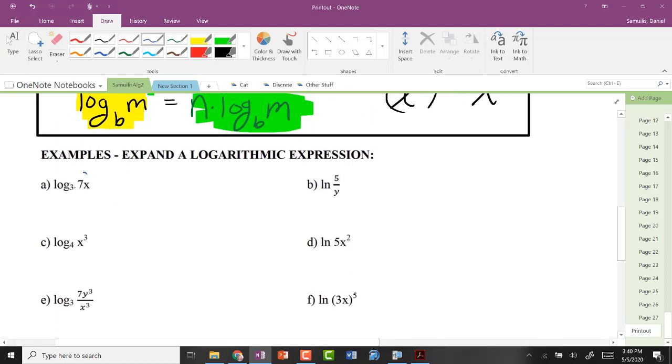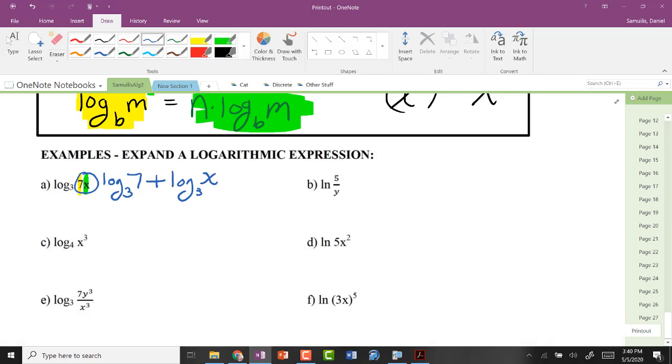Okay, so right now, this is a product. Here's a rule of thumb. As many terms as are in this, that's how many logarithms you would have that it expands to. So 7 is a term. x is a term. It will expand into two terms. So I have log base 3 of 7 plus log base 3 of x. That's it. That's the expanded form.